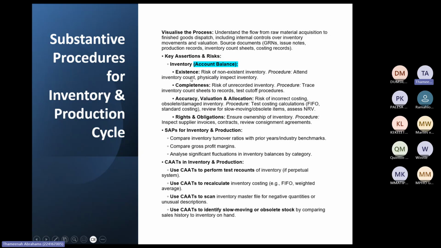So here again, inventory is an account balance. If it's an overstatement of inventory, it will be existence. It means that there is inventory that does not exist. Usually there you can attend inventory counts or do physical stock takes and so forth. Completeness is an understatement of inventory, so it means that not all inventory has been recorded. And like we said before, you will take completeness from floor to sheets, so you trace inventory count sheets to the records basically. And then of course, there's accuracy, valuation, rights and obligations, and so forth.